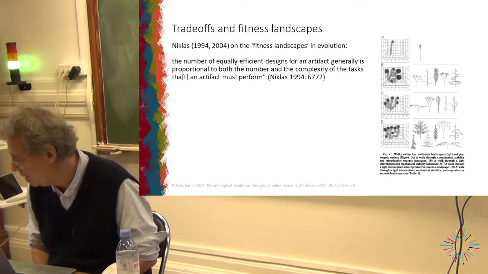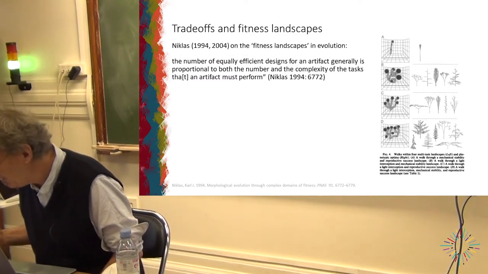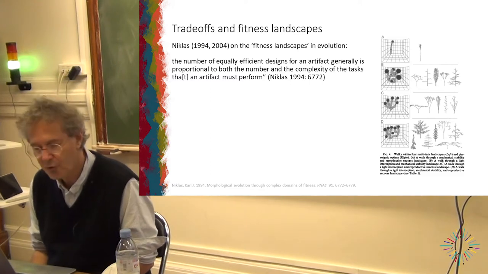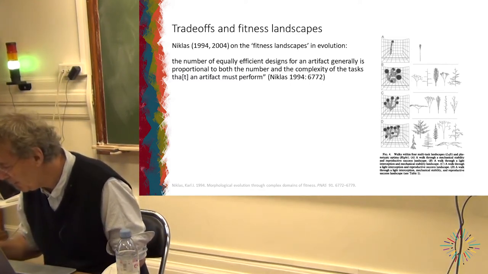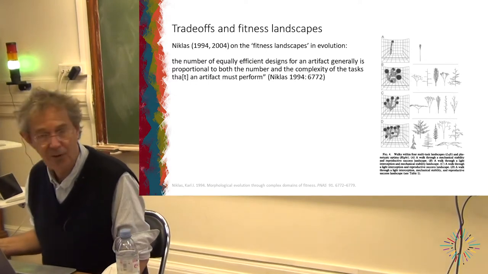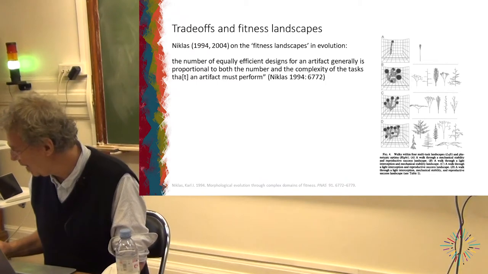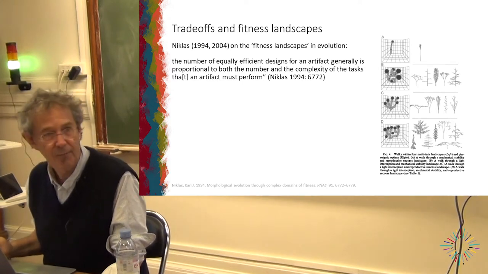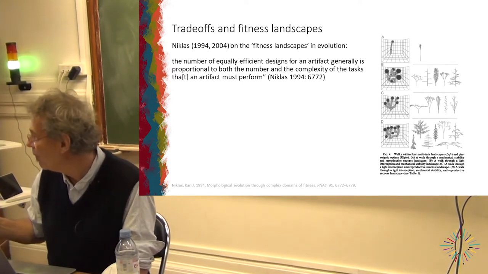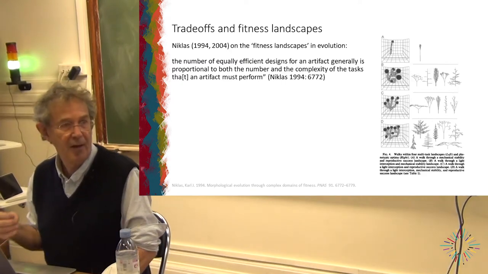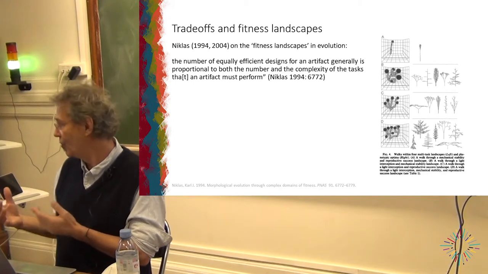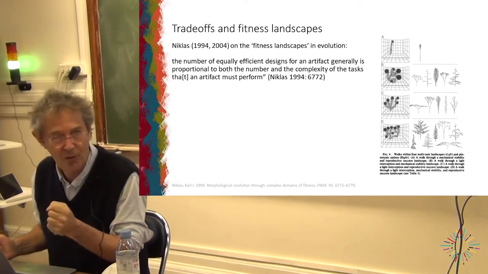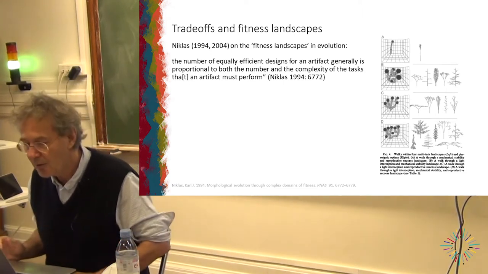So let's just jump back to biology for a moment and what we can call fitness landscapes. Carl Nicholas has written a couple of really interesting articles on what he calls fitness landscapes. So the idea here is that in any form of evolution, you are subject to multiple selectors, and the more of those that exist, the larger the number of more or less equally efficient solutions. So if there's just one selector that you have to satisfy, it's really easy that there'll be a single optimal solution. But when there's a lot of ways of doing it.